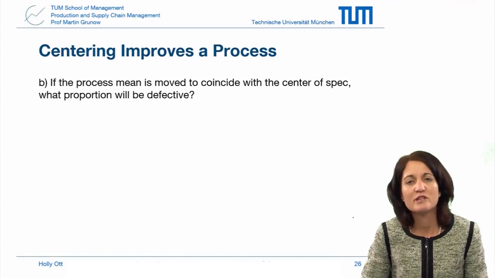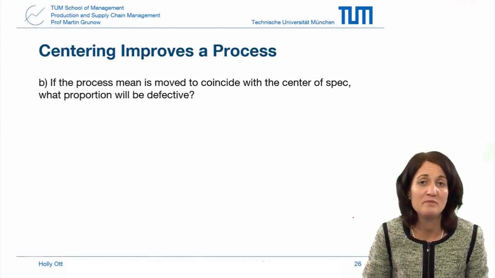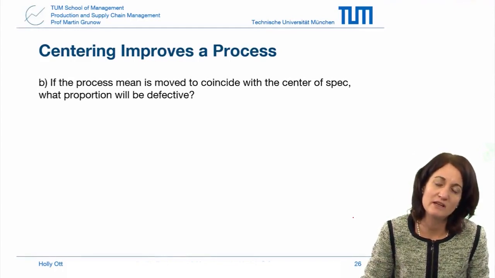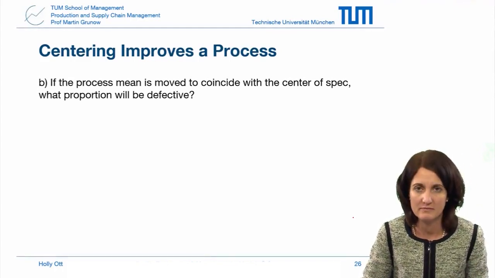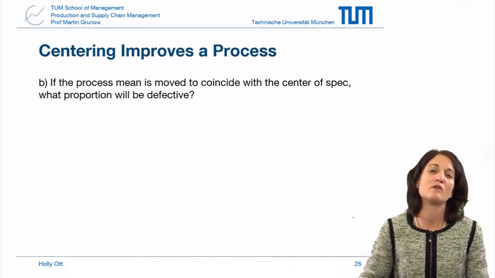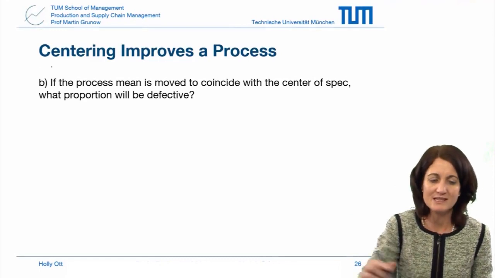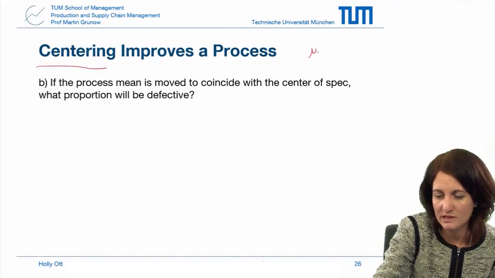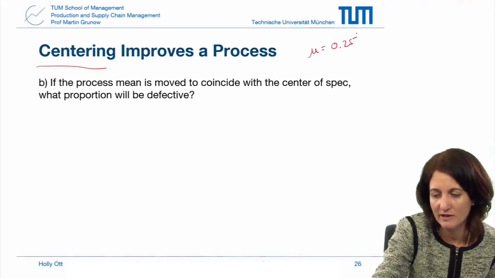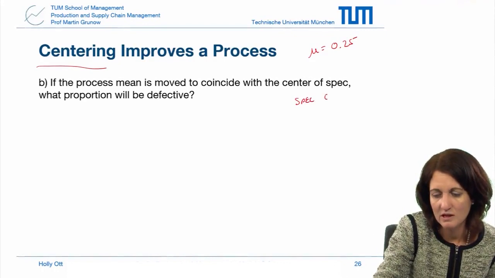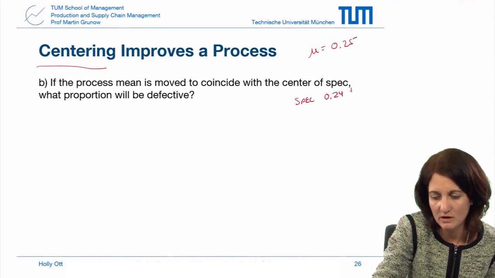There were the sharpshooters that were missing the target, and there were 2 of them. One was always off the target, and the other one was kind of around the target. So what we did was we moved the one that was always off target onto target, and that's called centering. If before we had a process mean equal to 0.25, the specification, the spec, was 0.24 plus or minus 0.02.